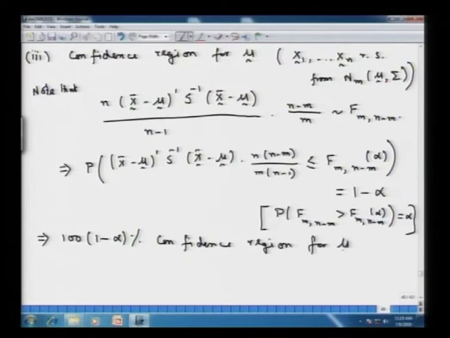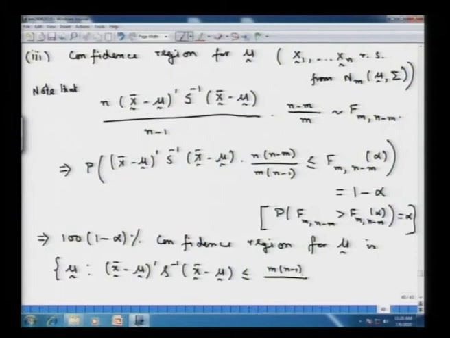So, this would imply that the 100 times (1 minus alpha) percent confidence region for this unknown vector mu is going to be given by the set of all mu values such that we will have (x bar minus mu) transpose S inverse (x bar minus mu) less than or equal to m times (n minus 1), divided by n times (n minus m), times F_{m, n minus m, alpha}.